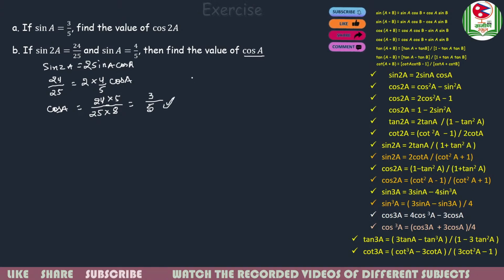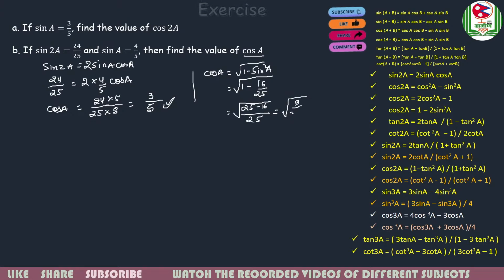You can also verify it by cos A equals root under 1 minus sin square A, and then put the value of sin square A. So you will get 1 minus 16/25, which is (25 minus 16) upon 25. So the result will be root under 9/25, which is equal to 3/5. So in both ways we can verify or obtain the value of cos A.